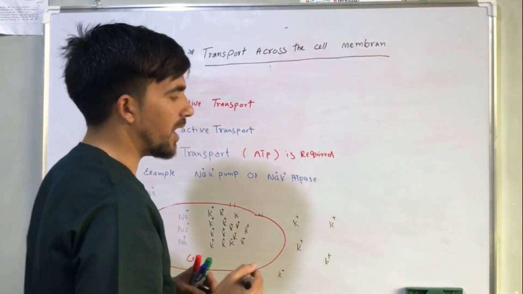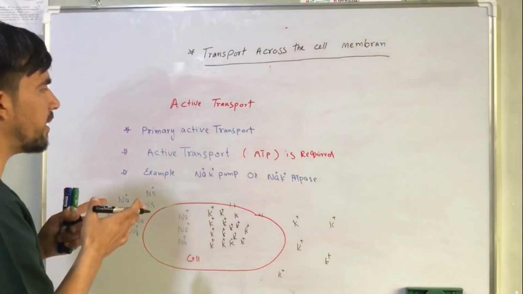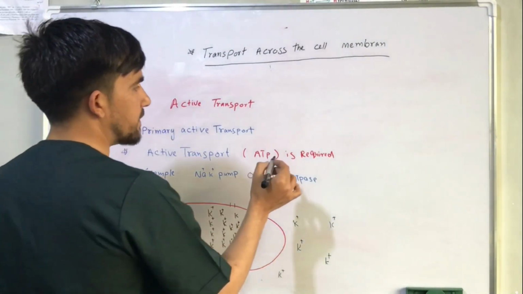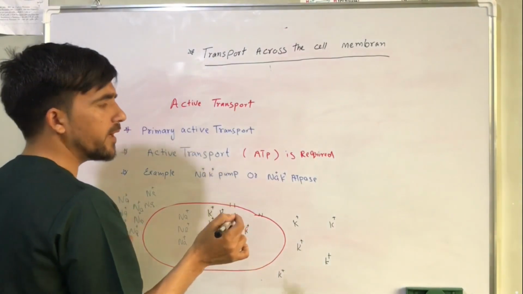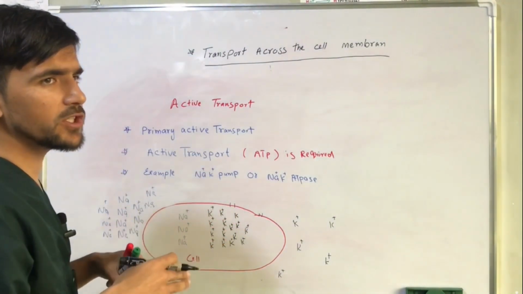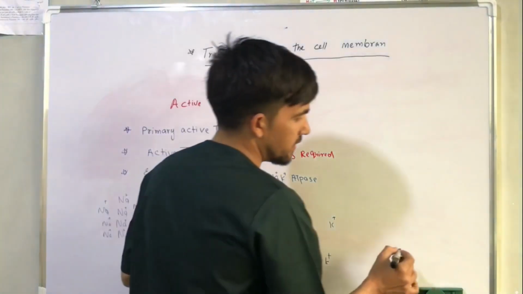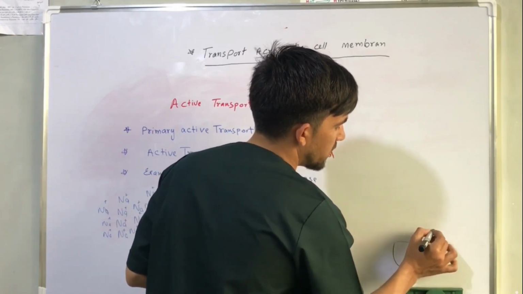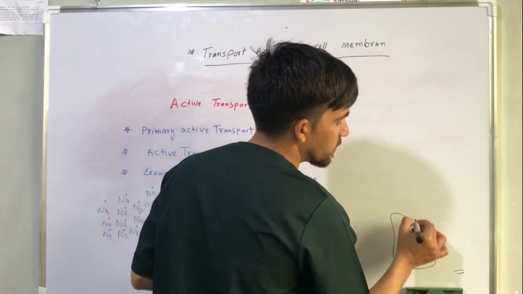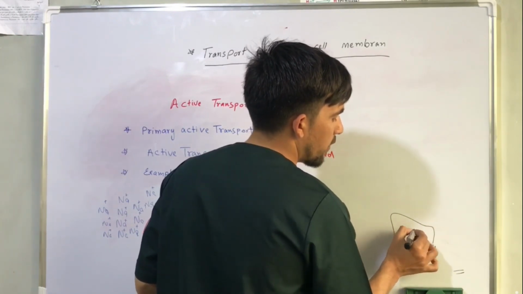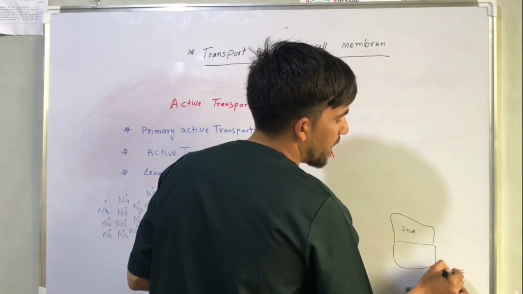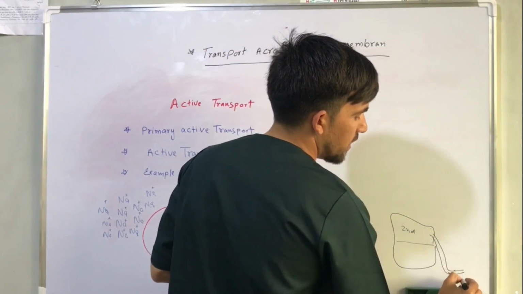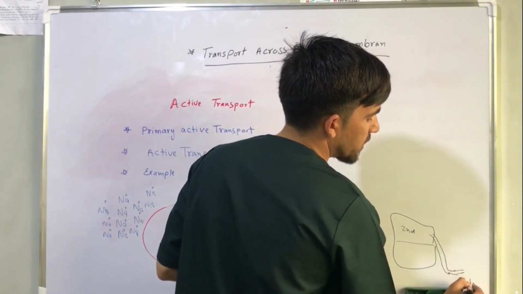I will give you a simple example. In the primary active transport, it's against the concentration level. The substances are moving from the lower concentration into higher concentration. For example, we need water on the second floor. This is a home. This is one room, and this is another room. Here is water. We need this water on the second floor. So we need to pump this water to the second floor, which is called a water pump.